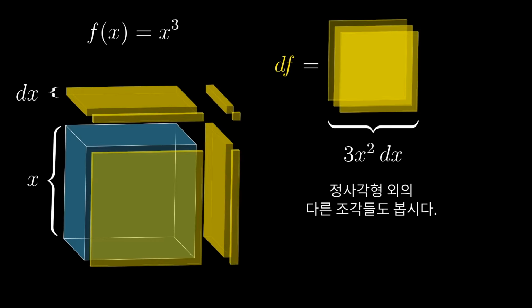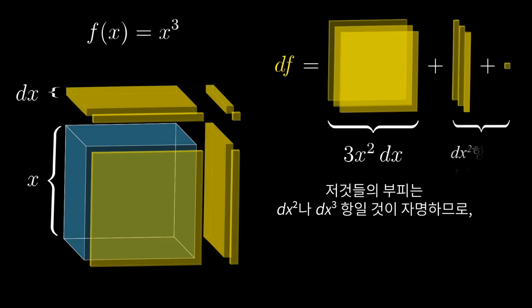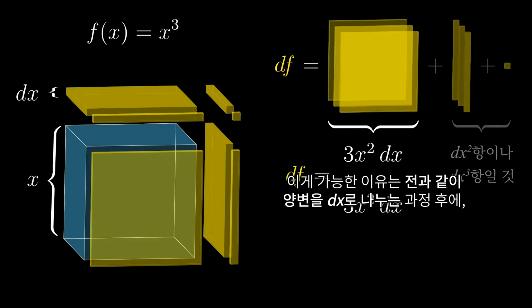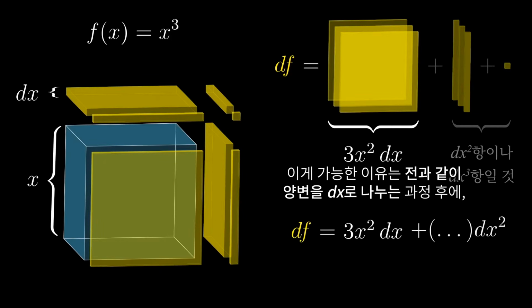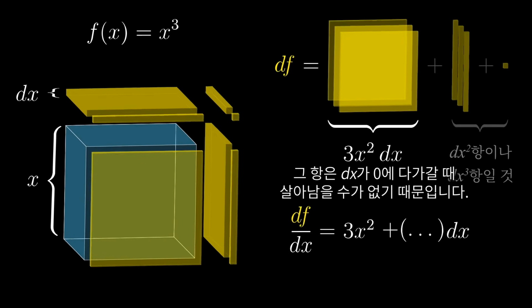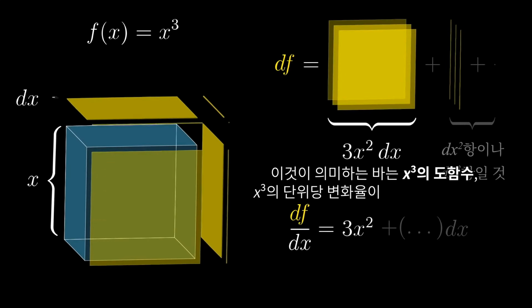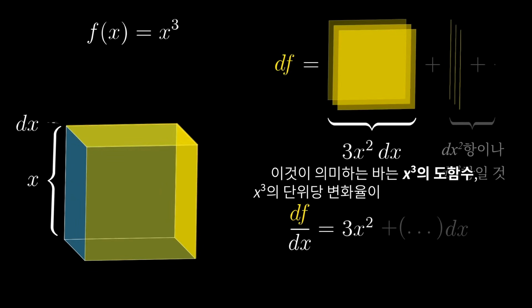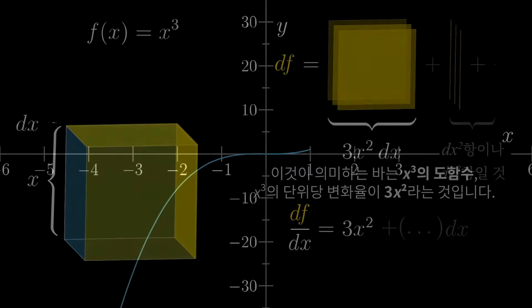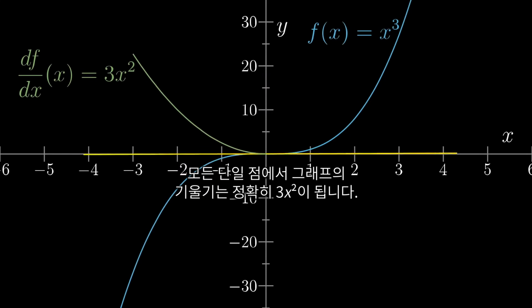And to be sure, there are other slivers of volume here along the edges and that tiny one in the corner, but all of that volume is going to be proportional to dx squared, or dx cubed, so we can safely ignore them. Again, this is ultimately because they're going to be divided by dx. And if there's still any dx remaining, then those terms aren't going to survive the process of letting dx approach 0. What this means is that the derivative of x cubed, the rate at which x cubed changes per unit change of x, is 3 times x squared. What that means in terms of graphical intuition is that the slope of the graph of x cubed at every single point x is exactly 3x squared.